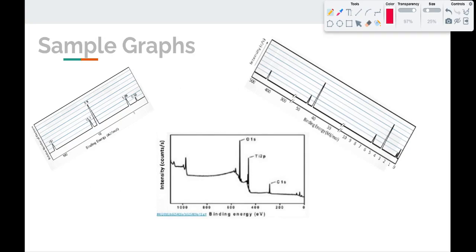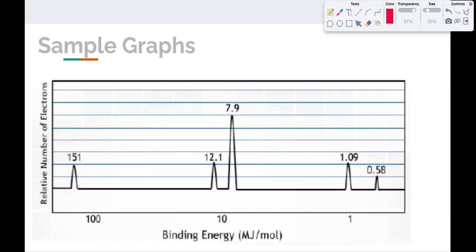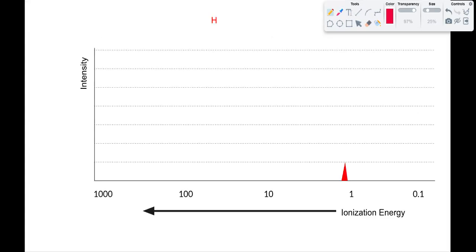Let's try and figure out how these can be read and made sense of. This is a kind of cleaned up version of the PES graph for hydrogen, a hydrogen atom. You can see that there is one spike there at one particular ionization energy. Well, there's only one electron, and that electron is coming from the innermost shell, according to the Aufbau principle.